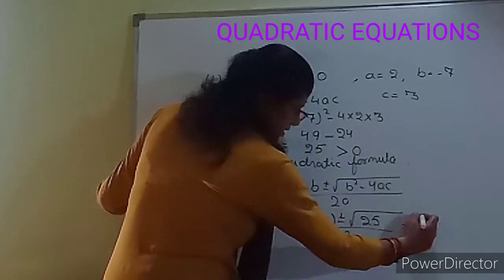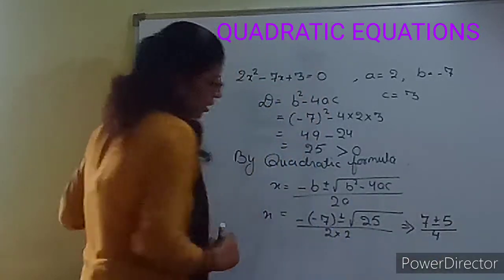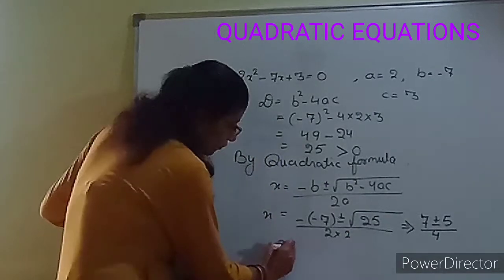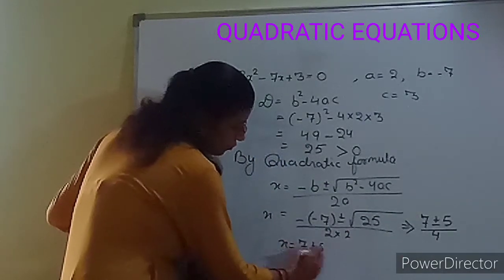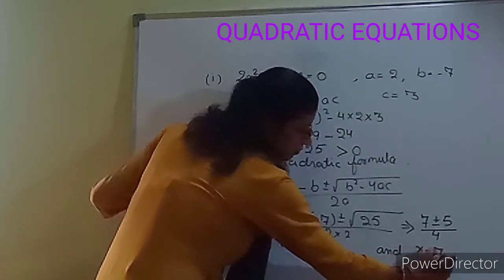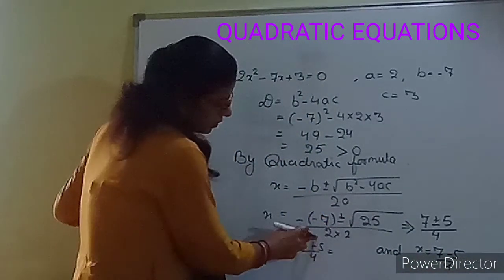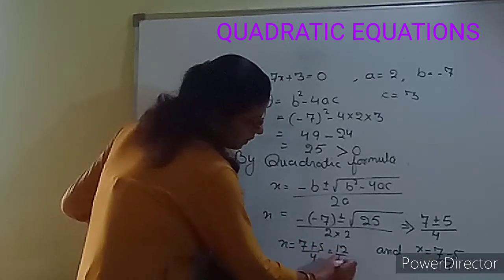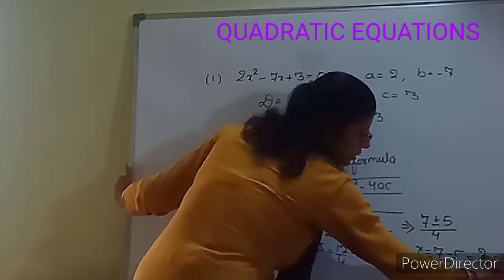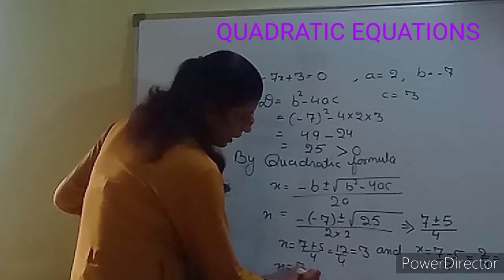Minus minus becomes plus 7, plus minus 5, divided by 4. Once you take the positive sign and second time you take the negative sign. So the first value of x is 7 plus 5 upon 4 and the second value of x will be 7 minus 5 upon 4. From here it will become 12 upon 4, that means 3, and from here 2 upon 4, that means 1 upon 2. So the two values of x you will get are 3 and 1 upon 2.